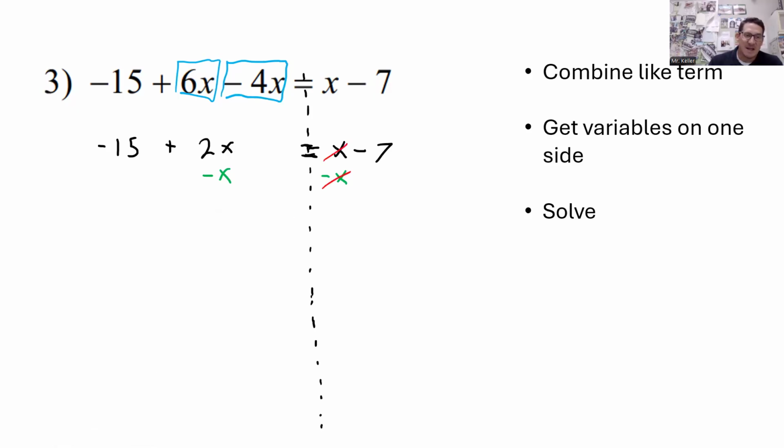Positive x minus x cancels out. All I have left on that side of the equation is negative 7. 2x minus x is positive x. So negative 15 plus x is equal to negative 7. Last step, I'm going to add 15 to both sides. Negative 15 plus 15 cancels out, and you get x is equal to negative 7 plus 15, which is positive 8.